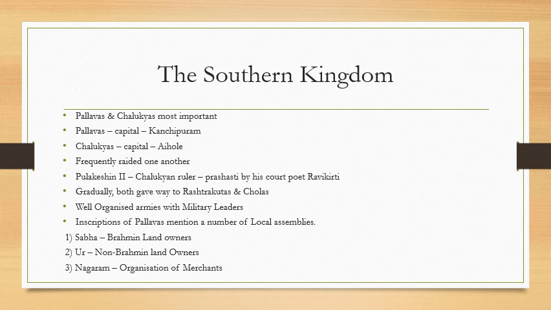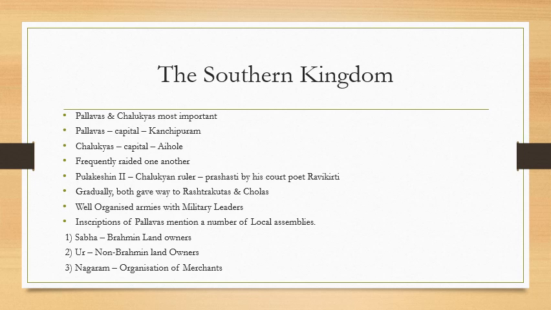Our last topic for today is the Southern Kingdoms. The Pallavas and the Chalukyas were the most important ruling dynasties in South India during this period. The kingdom of the Pallavas spread from the region around their capital, Kanchipuram, to the Kaveri Delta, while that of the Chalukyas was centered around the Raichur Doab between the rivers Krishna and Tungabhadra. Aihole, the capital of the Chalukyas, was an important trading center of this time.